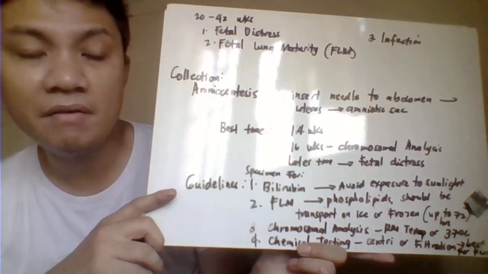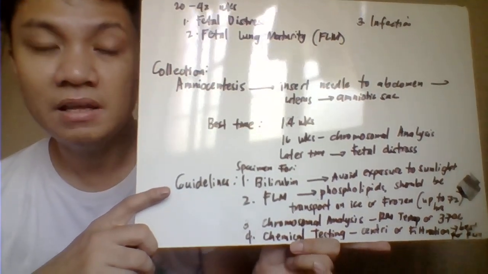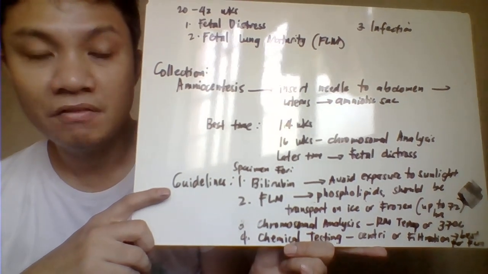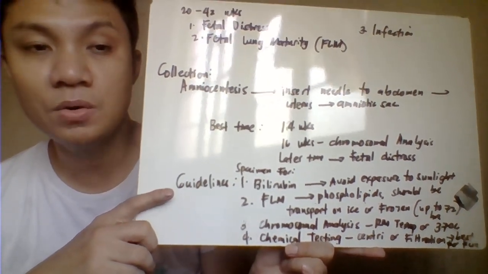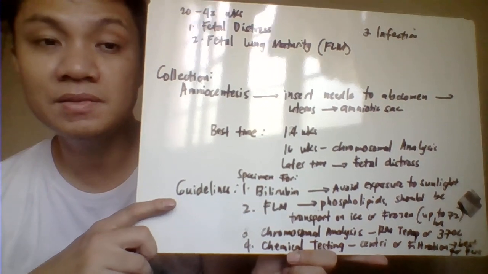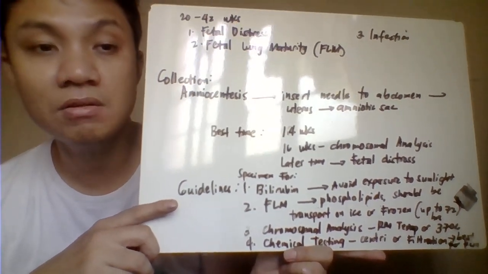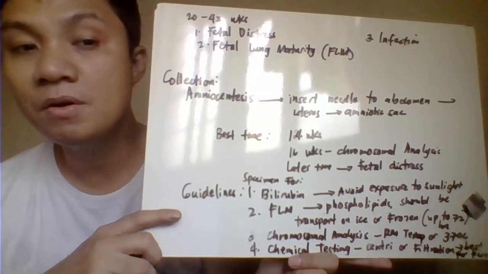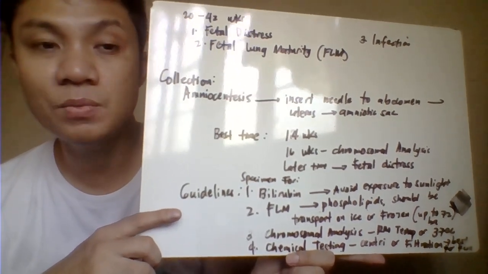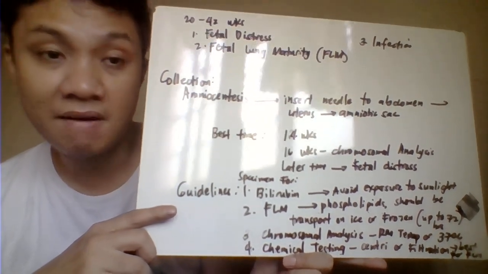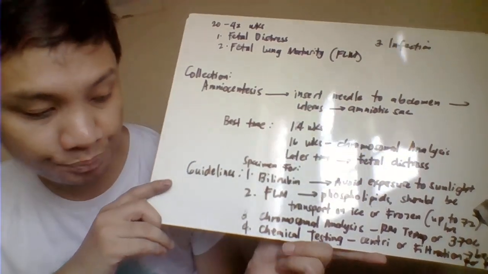The second one we have here for the fetal lung maturity. In the fetal lung maturity, your specimen is the phospholipids. For the phospholipids here, so proper handling of that, you transport it on ice or you could freeze that one up to 72 hours. For chromosomal studies on the other hand, so the best way to preserve that one is your room temperature, even 37, which is your body temperature.